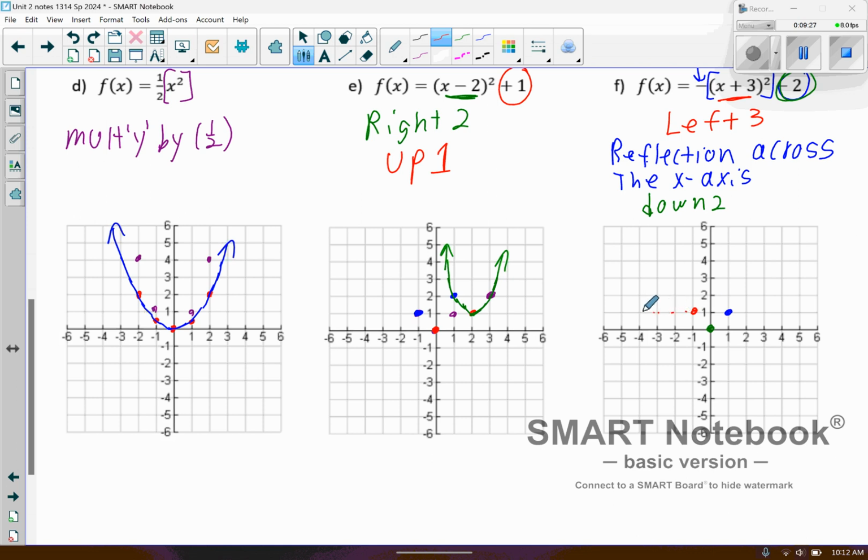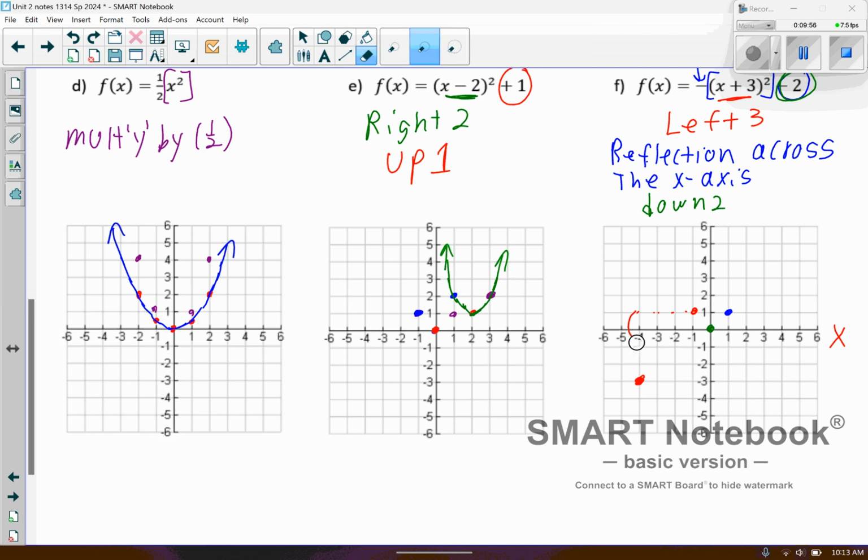1, 2, 3. So I end up right there. Then I have to reflect across the x-axis. So I'm going to reflect across right here. And then I have to go down 2 more spots. Down 1, 2. So I'm going to end up right there. So that's where my red point ends up. Okay, so I went left 3, reflected across the x-axis, and then went down 2 spots.